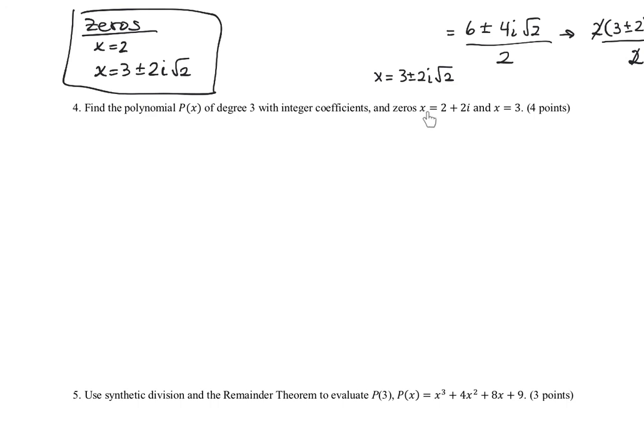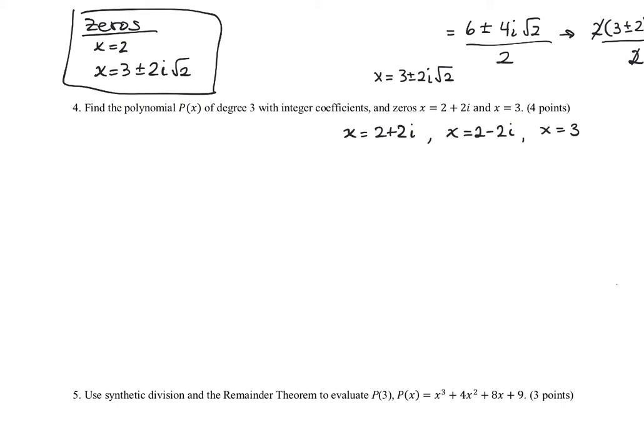So what we need to remember is that this kind of zero, these complex zeros, always come in pairs. So if x equals 2 plus 2i is a zero, then we assume that x equals 2 minus 2i is another zero. And then we have x equals 3. So those are our 3 zeros that we're going to use to form the 3 factors we need to multiply together to form the polynomial.